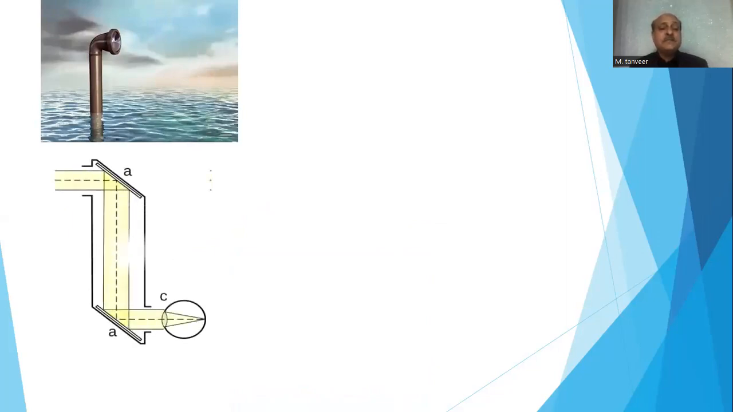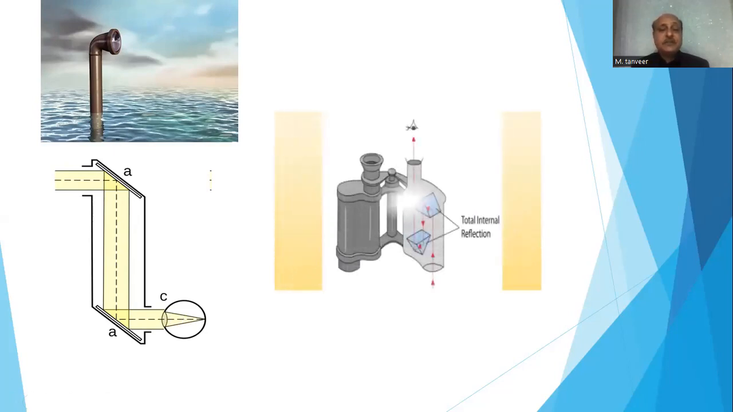This is the periscope. How does total internal reflection occur in a periscope? All rays of light are totally reflected back. An observer who is in the submarine can see the objects which are on the surface of the water. Any activity which is occurring on the surface of water, the observer inside the submarine can see all these activities. This is binoculars. Total internal reflection: the ray of light is totally internally reflected by these prisms, and the observer can see the objects.